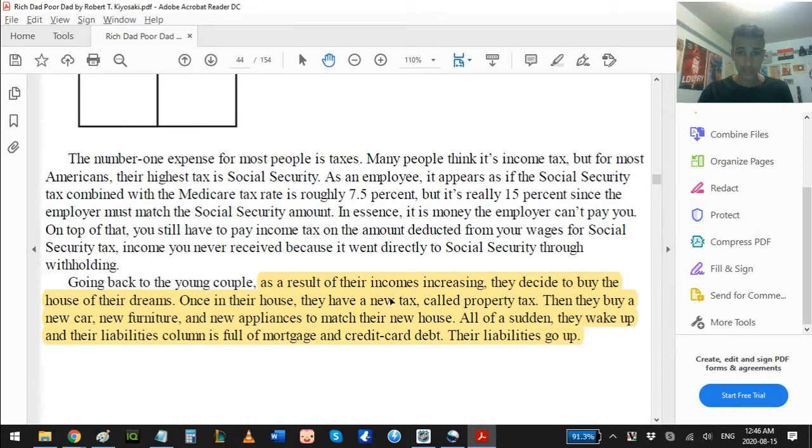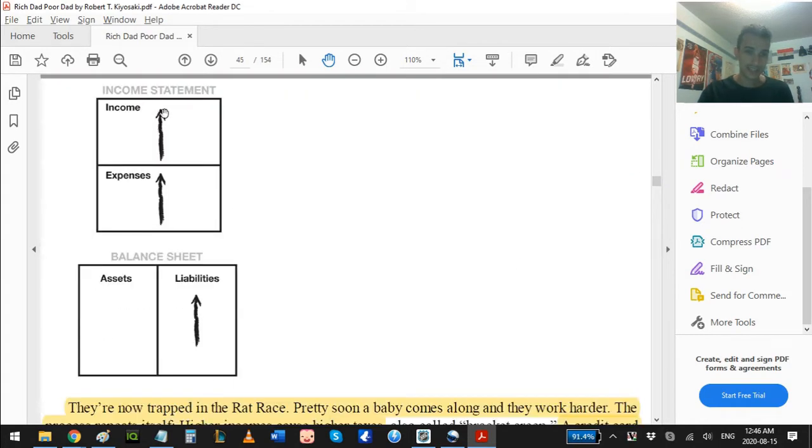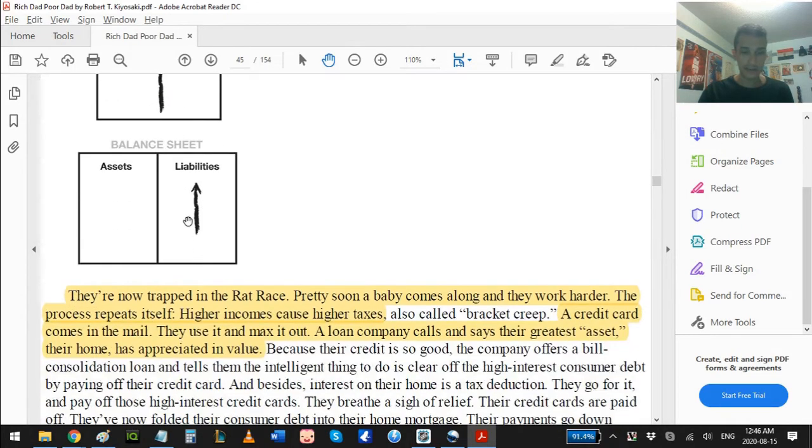Once in their house, they have a new tax called property tax. Then they buy a new car, new furniture, and new appliances to match their new house. They wake up and their liabilities column is full of mortgage and credit card debt. Their liabilities go up. So you can see this, guys: income goes up, expenses go up, and then liabilities cause expenses to go up even higher.